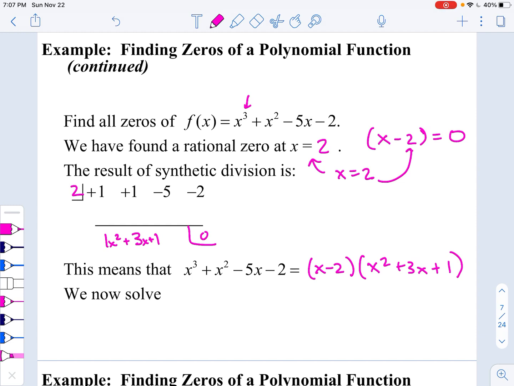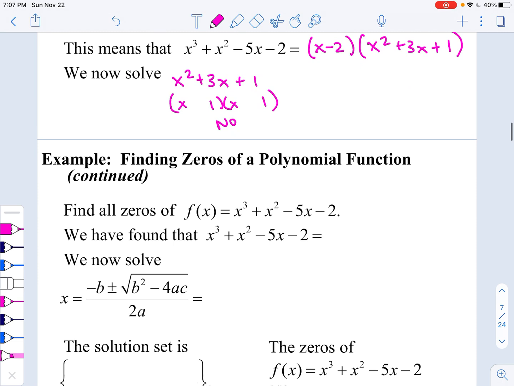So it says we now solve. I want to see if I take an x squared plus a 3x plus 1, can I solve by factoring? Well, the only way to make a 1 is a 1 times a 1 and an x times an x, and that's not going to work out. I'm not going to get a 3 in the middle. That means I need another means for simplifying down. It's a quadratic, it's a second power. So since factoring didn't work, I don't really feel like completing the square, but maybe I'll just take it to our quadratic formula, because that should be fairly easy at this point.